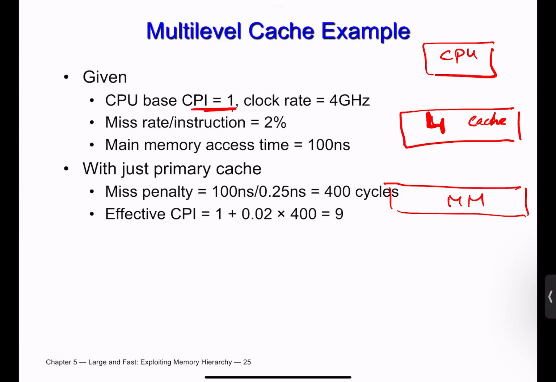It tells you here that the base CPI is 1, the clock rate is 4 gigahertz, and the miss rate per instruction is 2%. The main memory access time is 100 nanoseconds. So when I try to find something here and miss 2% of the time, I go to the main memory, and each time I go, I have to pay 100 nanoseconds. But since we deal with clock cycles, I need to know how many cycles 100 nanoseconds counts for.